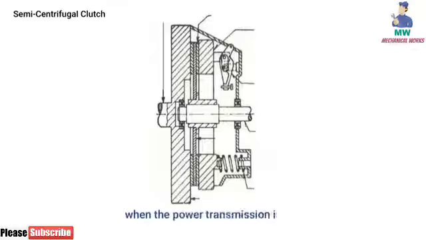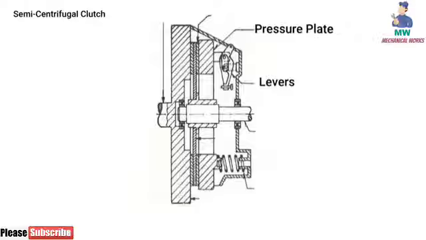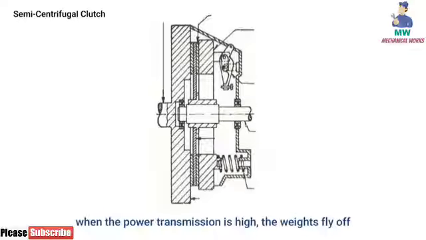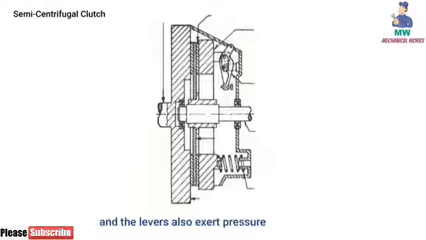At normal engine speeds, when the power transmission is low, the springs keep the clutch engaged. The weighted levers do not have any pressure on the pressure plate. At high engine speed, when the power transmission is high, the weights fly off and the levers also exert pressure on the plate, keeping the clutch firmly engaged.